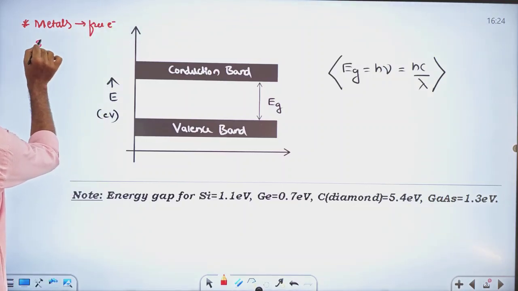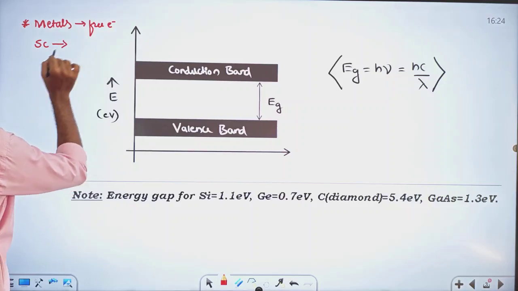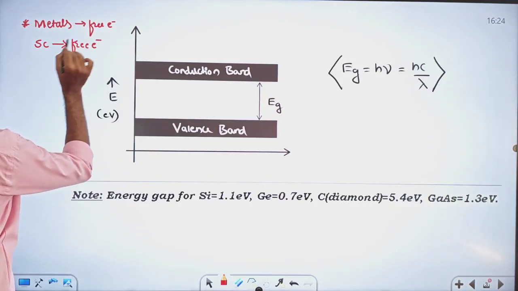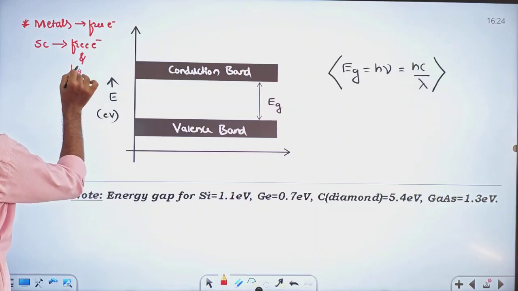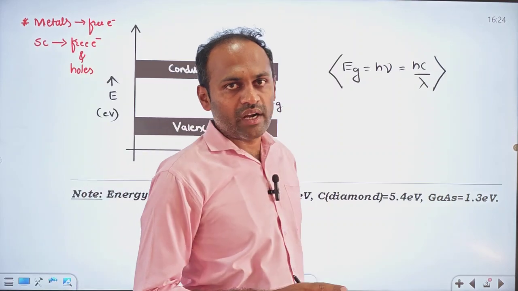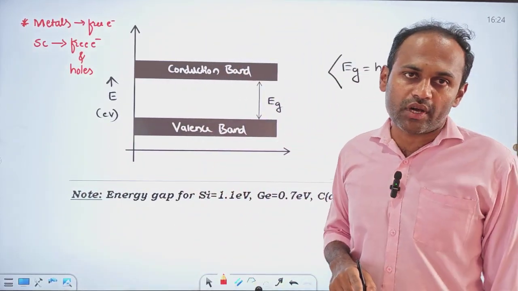In semiconductors, current is carried by free electrons and holes. So in semiconductors, current flows due to electrons and also due to holes.